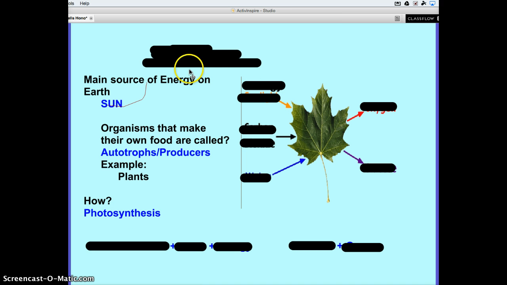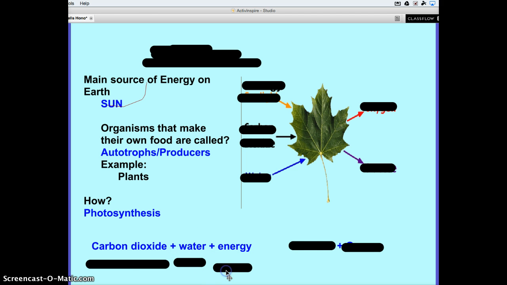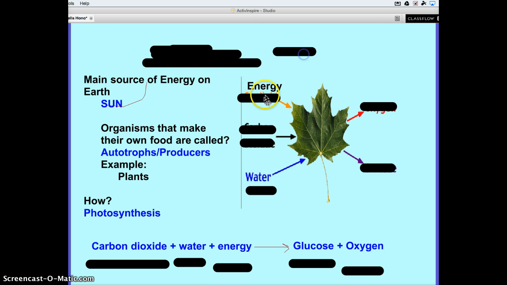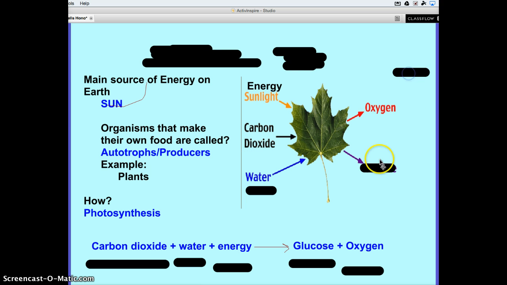Photosynthesis. Who can give me the reaction of photosynthesis? Carbon dioxide, water, and light make glucose and oxygen. Perfect. And we'll put an arrow here. So what I did with the plant was, on the plant coming in would be what? Sunlight. What else? Carbon dioxide and the water. And coming out? Glucose and oxygen. Good job.